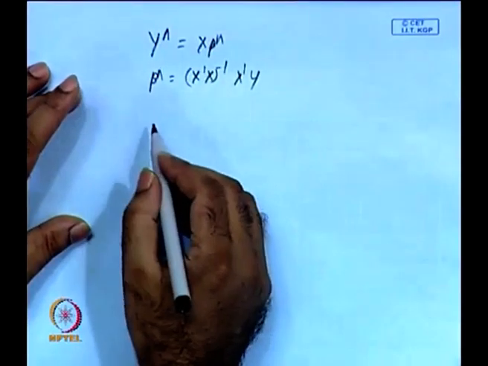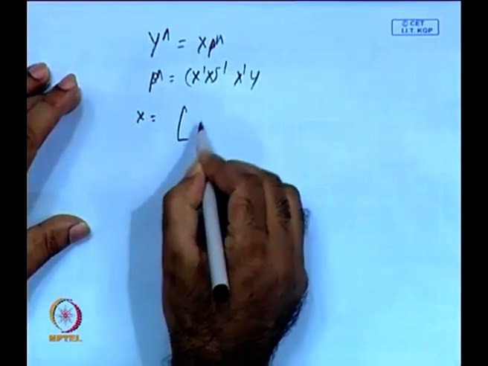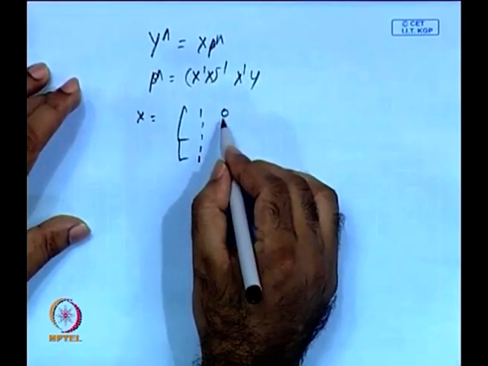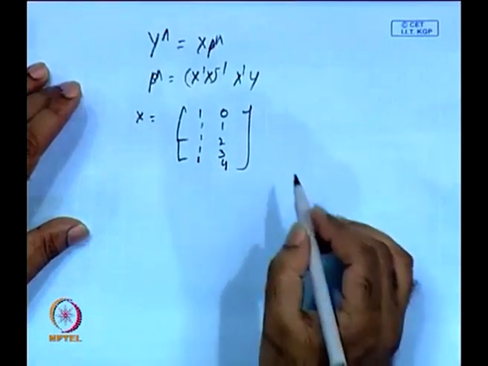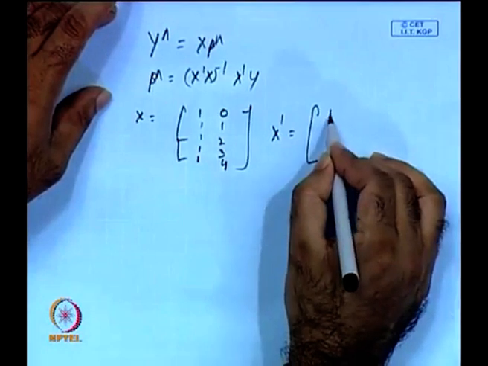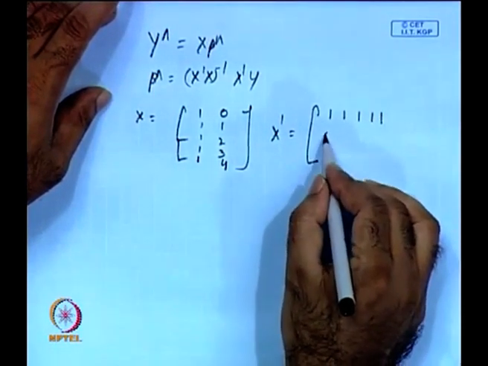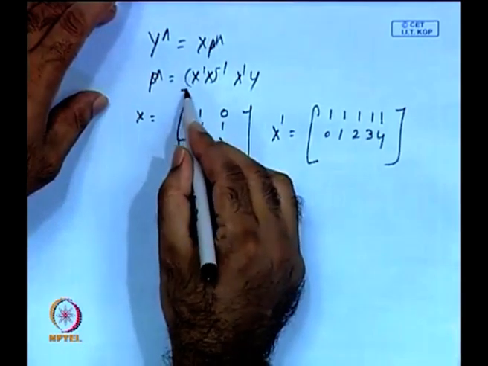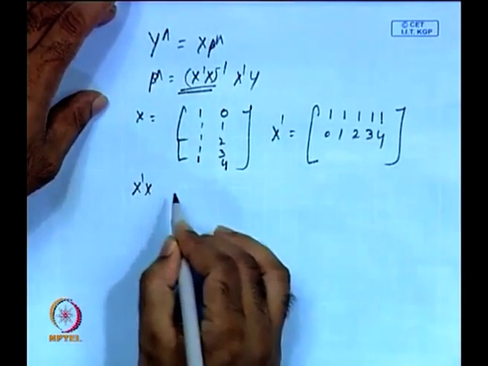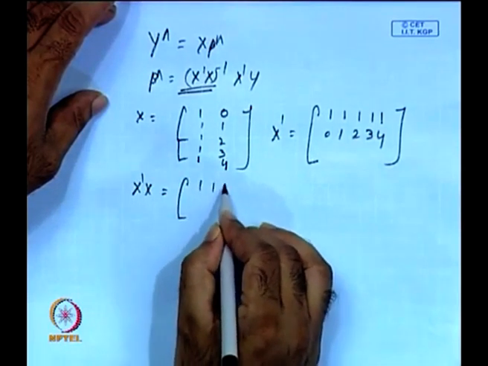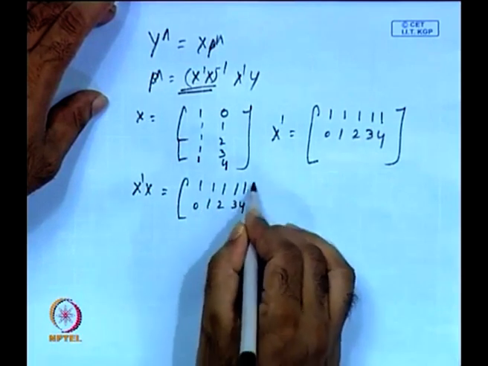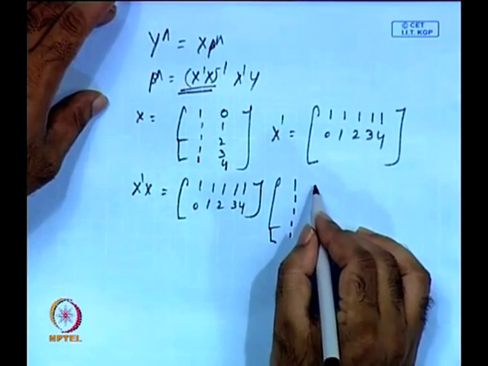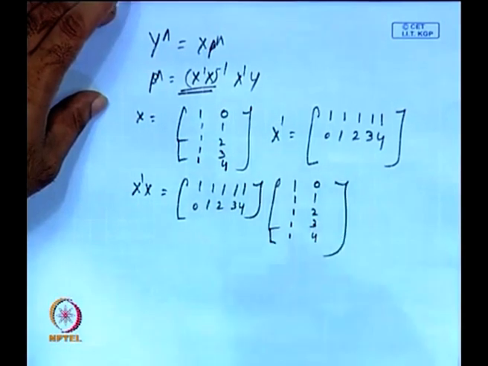Now we have x here. x is simply 5 ones, then 0, 1, 2, 3, 4. Then x transpose equals 1, 1, 1, 1, 1, then 0, 1, 2, 3, 4. This is how x transpose looks. Now we would like to know x transpose x, so first we calculate x transpose x. This is 1, 1, 1, 1, 1, then 0, 1, 2, 3, 4, multiplied by 1, 1, 1, 1, 1, then 0, 1, 2, 3, 4. This is the complete structure.